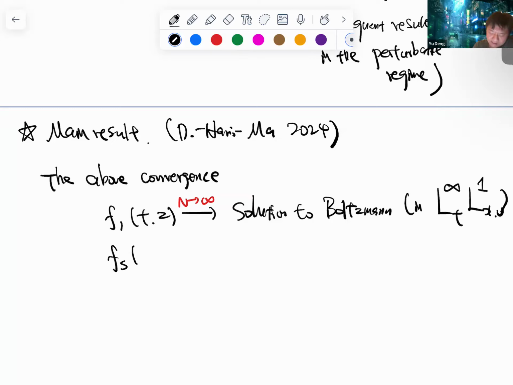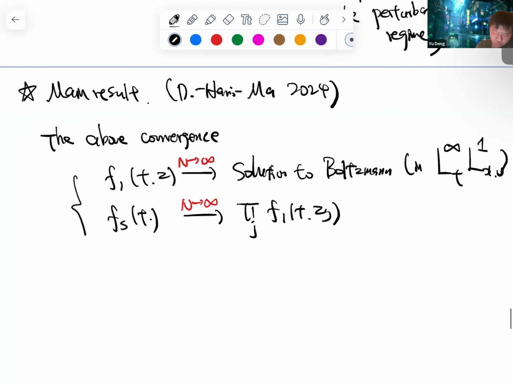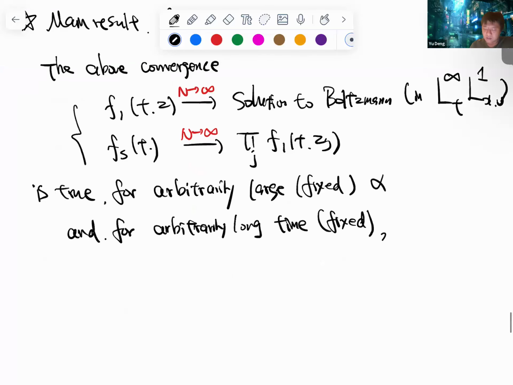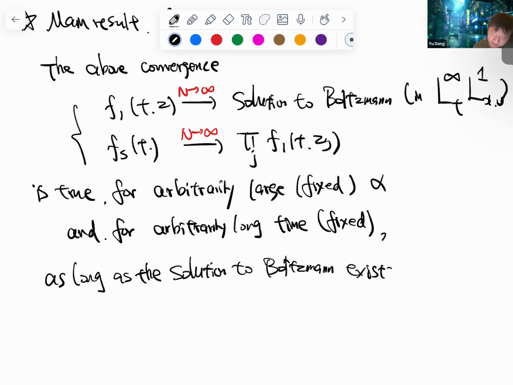And then the Fj, the product of j copies of F1, in Zj. So that is true for arbitrarily large but fixed alpha, and for arbitrarily long time, again fixed, as long as the solution to Boltzmann exists. Okay, so this is our main theorem.